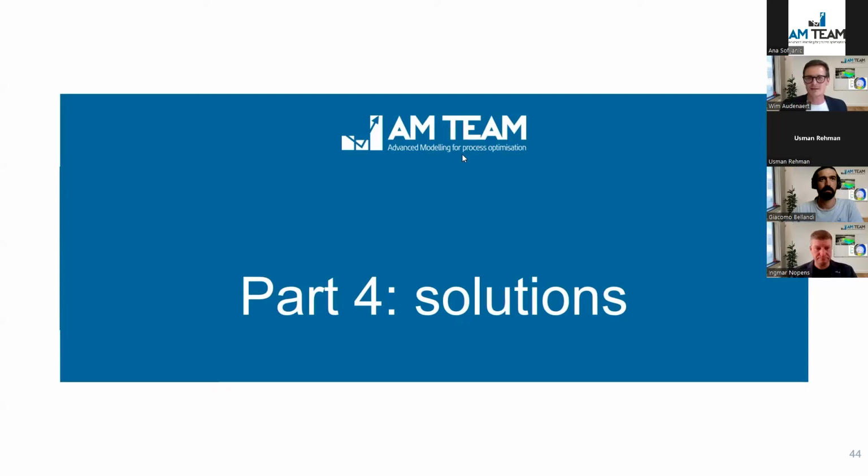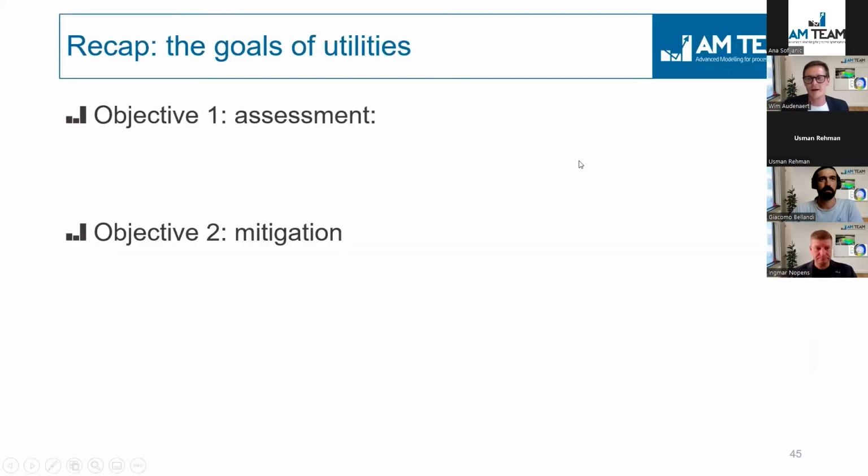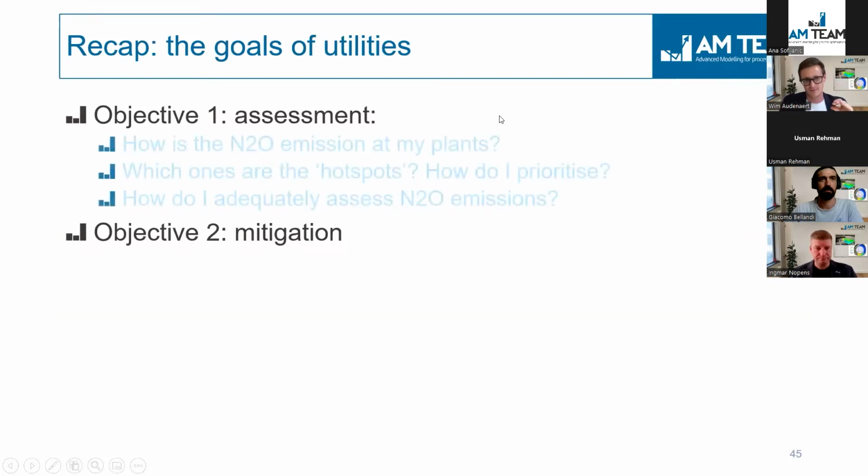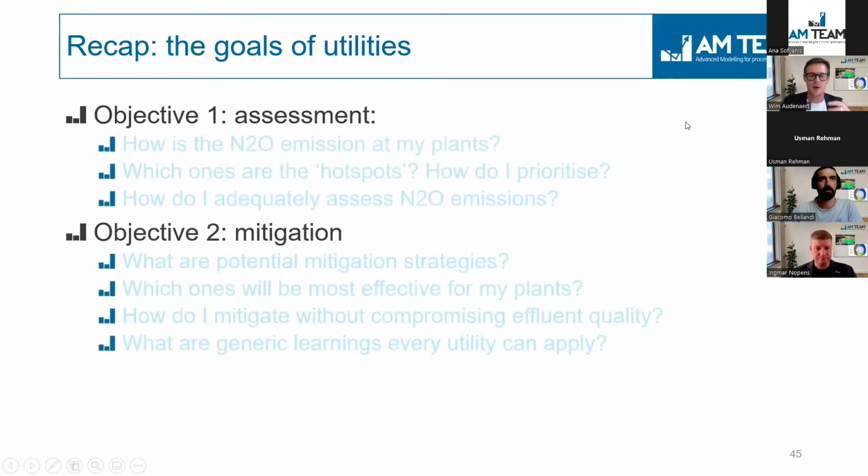All right, let's go to the solutions part because you have seen some colorful drawings. We have talked about the high-level perspective, but what can we do about this? Let's come back to the main questions, the big objectives, the assessment and the mitigation. I will not repeat these questions, but I'm pretty sure you still remember them. It's about prioritization, interpretation of data, and then which measures can you take.